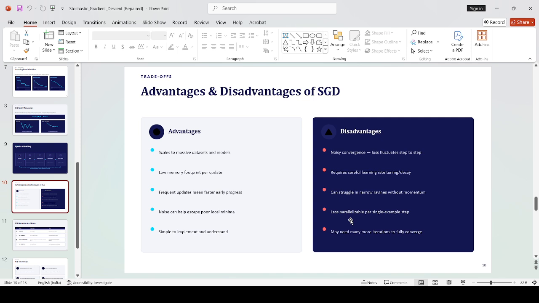However, SGD also has some disadvantages. The loss fluctuates because of noisy updates. Choosing the correct learning rate is very important. Without momentum, SGD may struggle in narrow valleys or ravines. Finally, because it processes one sample at a time, it may require many iterations before reaching convergence.